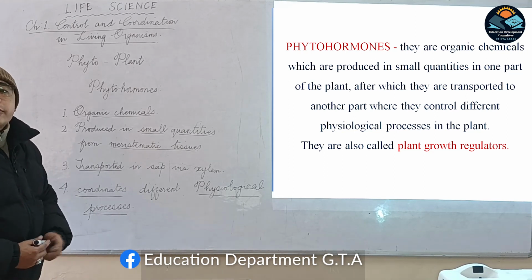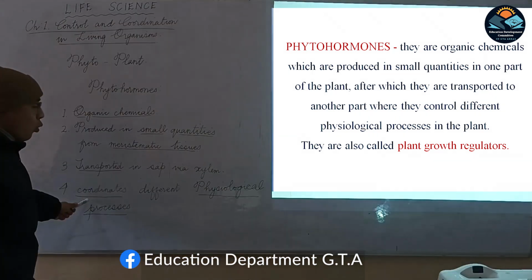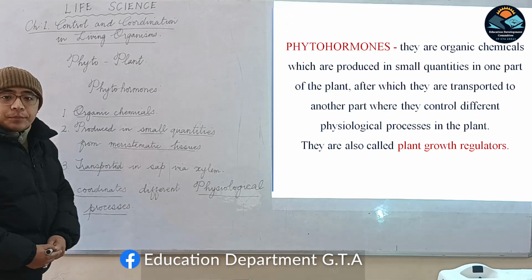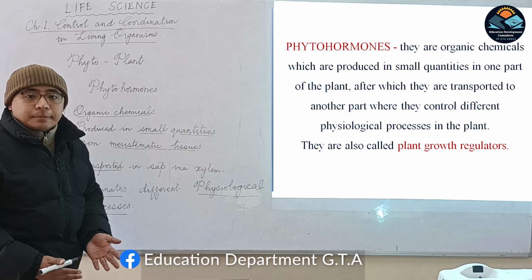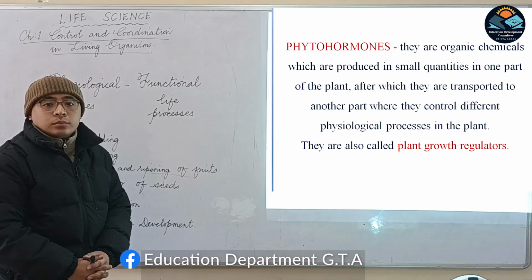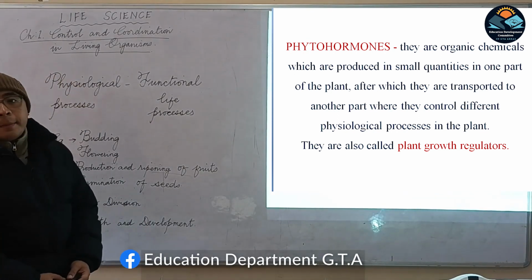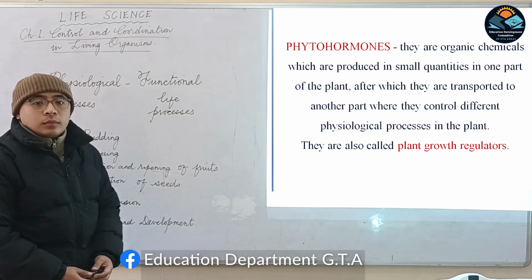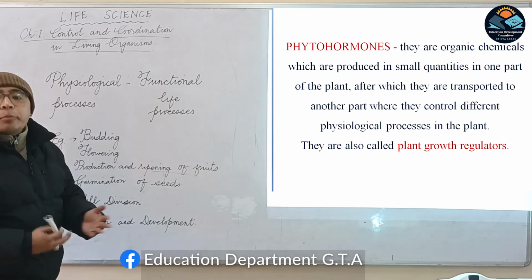And lastly, once they are transported from where they are produced to where they need to be, there they will perform certain functions. So what is the basic function of a phytohormone? It is to coordinate or to manage different physiological processes. Now you may be wondering, what are physiological processes? Physiological processes are known as functional life processes.